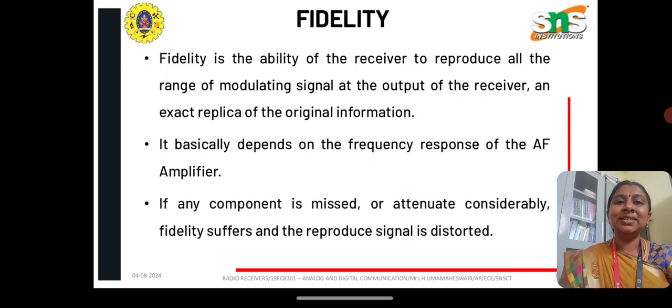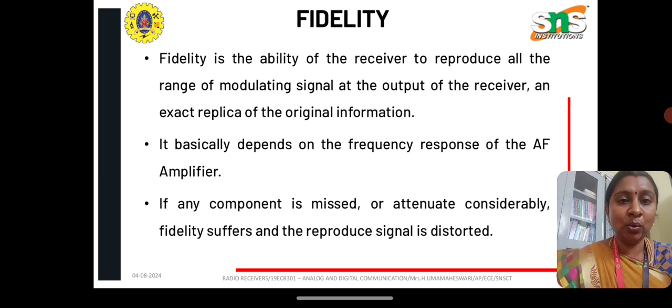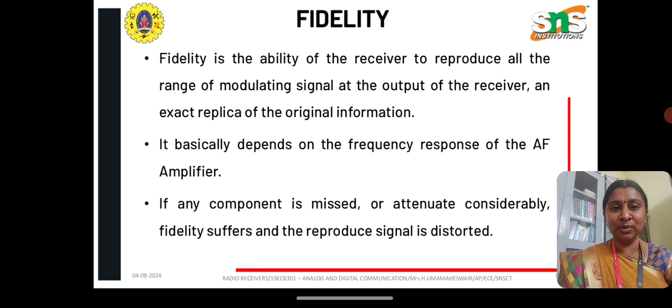The next one is fidelity. It is the ability of the receiver to reproduce all the range of the modulating signal at the output of the receiver, an exact replica of the original information. It basically depends on the frequency response of the AF amplifier.